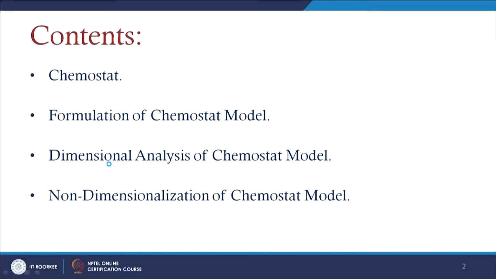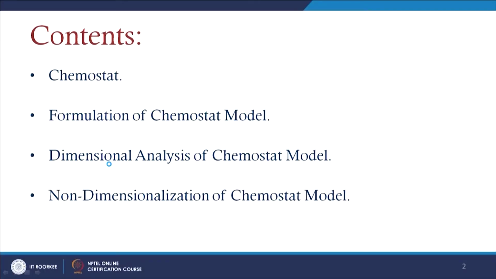In this lecture, we will discuss continuous time models in population dynamics. For different structures, first we will go for the chemostat. In the last lecture, I gave an overview about the chemostat. In this lecture, we will discuss in detail how the chemostat acts for the population growth rate or decaying rate. Then in the second phase, we will discuss the formulation of the chemostat model, in the third phase, dimensional analysis of the chemostat model, and in the final phase, non-dimensionalization of the chemostat model.